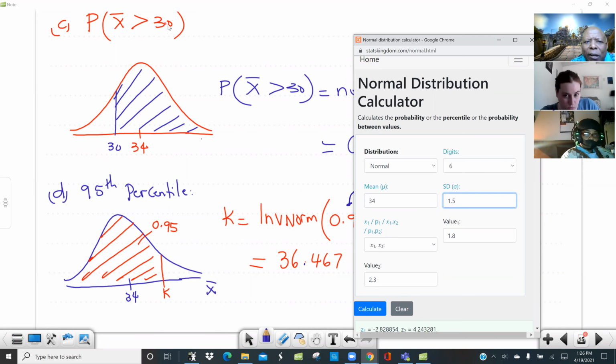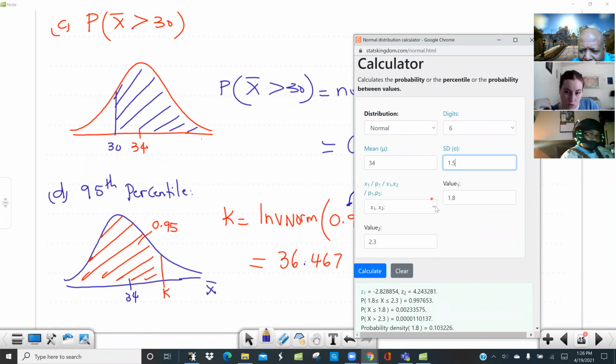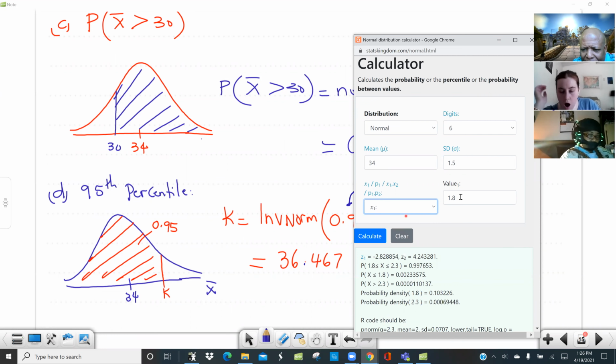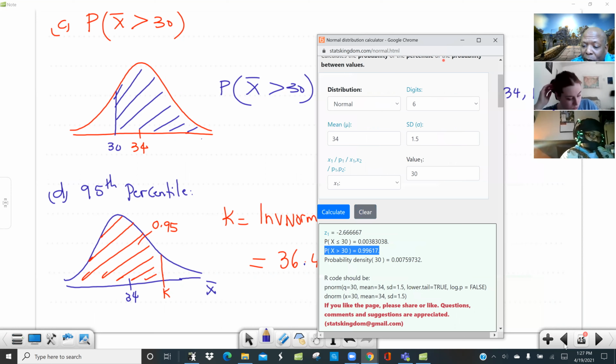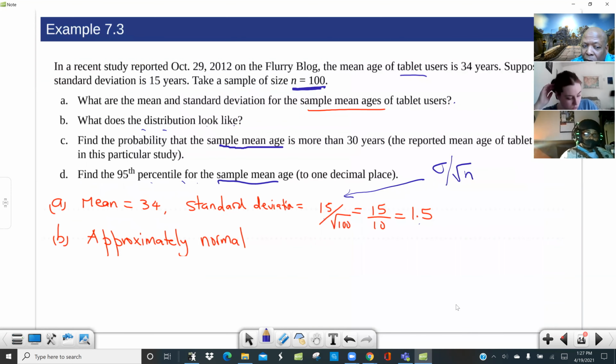And I want to go to the right of 30. So I'm going to select only the first item, the X1 here. I put 30 here. And I say calculate. And make sure you look for the right one, because it gives you both to the left and to the right. So you want to make sure I really know what is happening. I want to go to the right, so it is 0.9962. So that's the area. So the normal distribution calculator is back. We're just using it in the context of the central limit theorem.